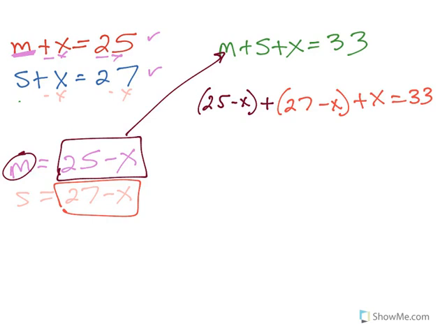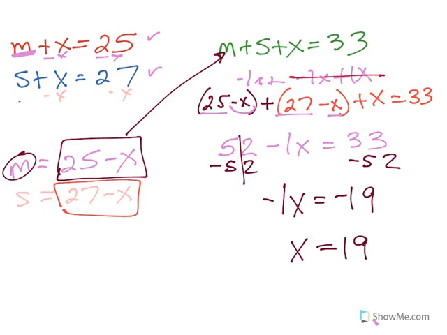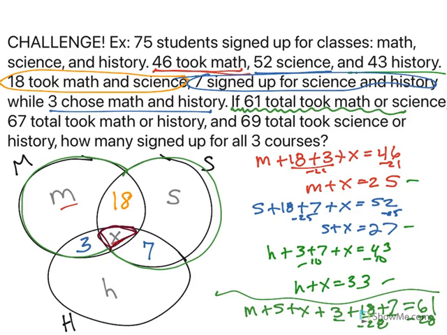Now let's combine like terms. 25 plus 27 is 52. Negative 1x plus negative 1x plus 1x. Well, negative 1 plus 1 cancels out, and I'm left with just minus 1x equals 33. Let's subtract 52 from both sides to isolate x, and I get negative 1x equals negative 19, so x equals 19. And y'all, that's my answer. Because remember, X is how many signed up for all three. So I would say 19 signed up for all three.